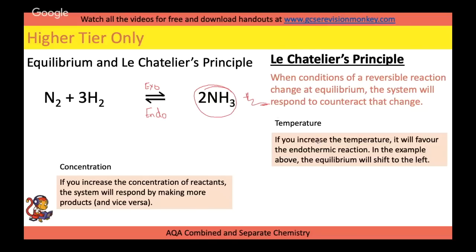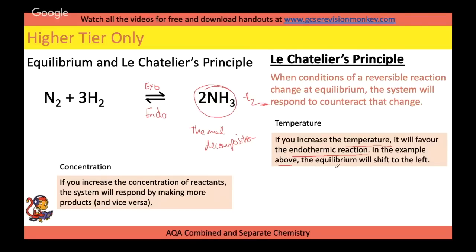So for temperature, if you increase the temperature, it will favour the endothermic reaction because this is a thermal decomposition reaction, which means that heat is taken in to break down this ammonia.